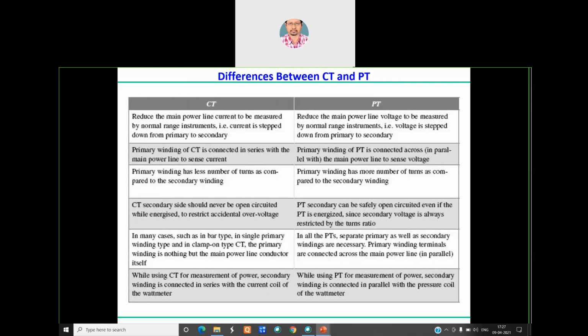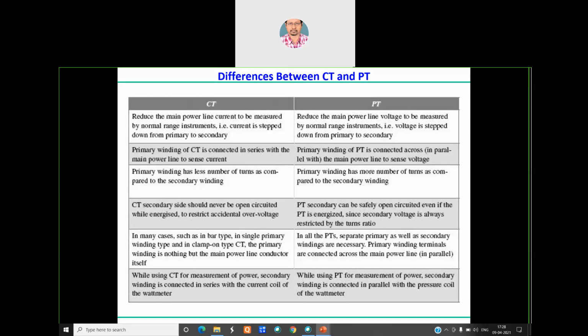So for your information, if you are trying to summarize the discussions over yesterday's lecture and this lecture, we can summarize from six different points of view. First, the main power line current in the case of a CT we measure at the nominal range, so the current is stepped down from primary to secondary. In the case of a potential transformer, the voltage is obviously stepped down from primary to secondary, right?